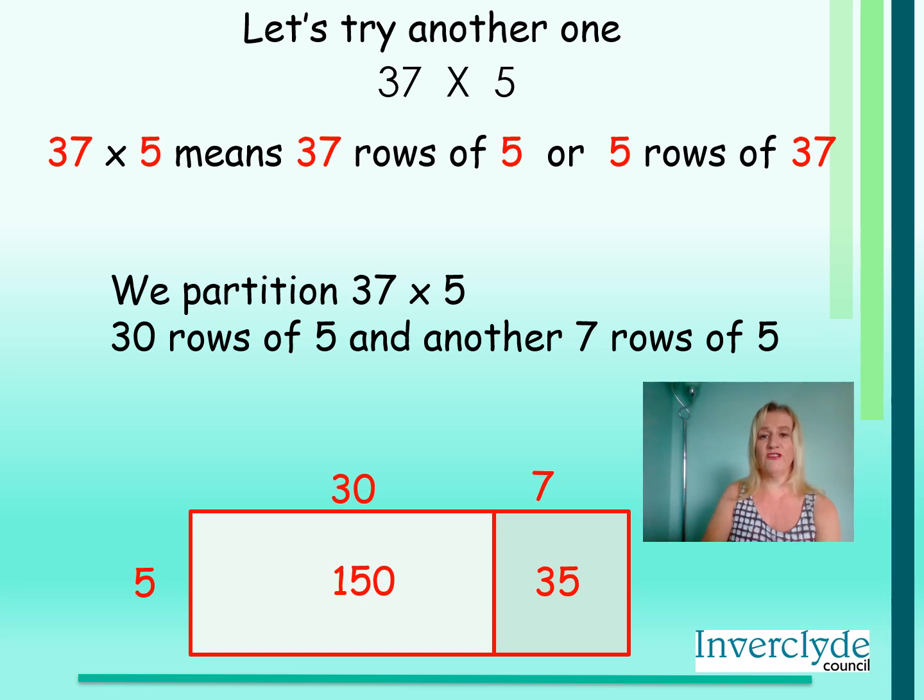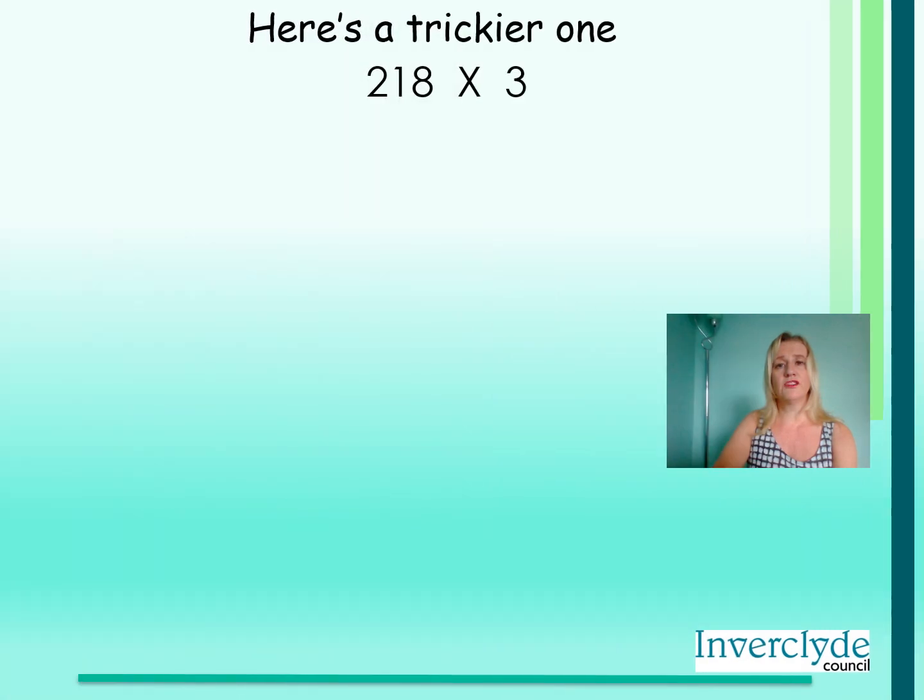Are you getting the hang of it yet? Here's a trickier one for you to try. Remember, drawing an array wouldn't be efficient, so we're going to use the area model to help us. This time, the clue is to partition your rectangle into hundreds, tens and ones. Have a go at that just now and come back and we'll check our answers.